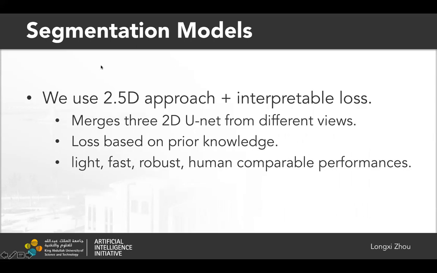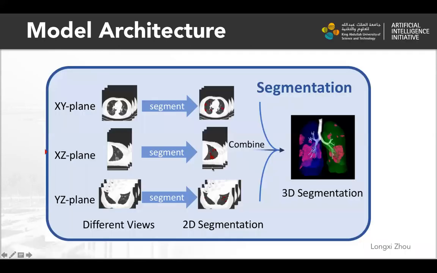And you see the segmentation here is a 3D problem. And we try to use a 2.5D approach plus interpretable loss. The 2.5D approach merges 3 2D units from different views. And we developed the loss based on our prior knowledge about different tissues. And our segmentation model is light, fast, robust, and reached human comparable performances.